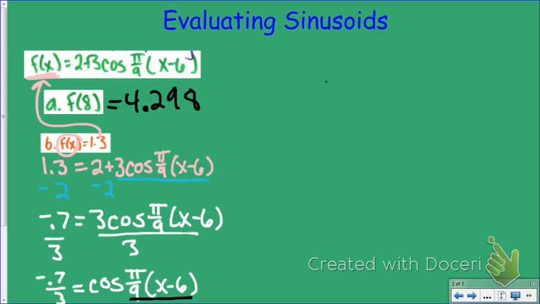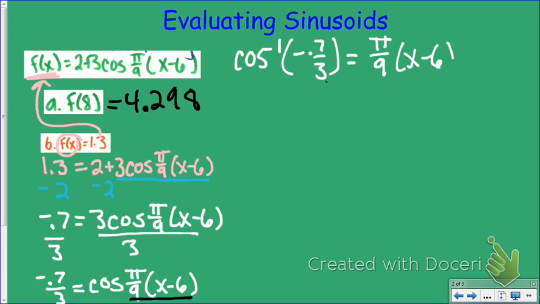I'm not going to change anything, I'm just going to rewrite it a different way, and I'm going to rewrite this as cosine inverse of that left side, so of negative 0.7 over 3, is equal to pi over 9 times x minus 6. So all I did was, again, rewrite this as an inverse. And now I'm going to continue to solve this, and this is where I need to use my calculator, because I can't evaluate cosine inverse of negative 0.7 over 3 without one. So I'm going to go to my calculator, I'm going to type that in.